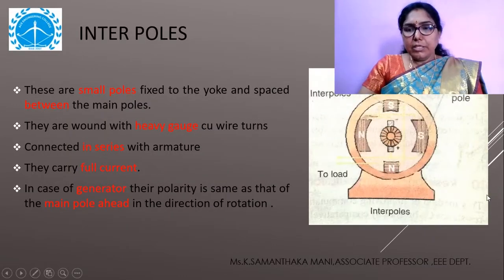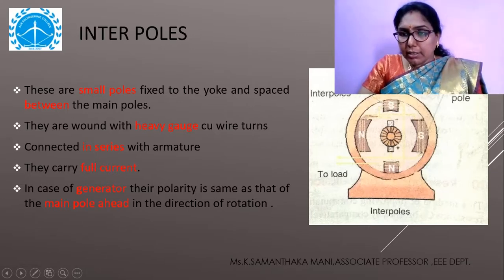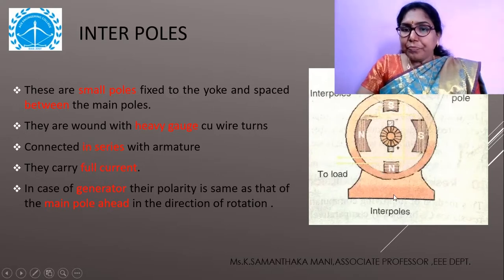See here, first before going to the concept explanation, I'll explain what this diagram is, and what the location of the interpoles is. For simplicity I am considering only a two-pole machine, main poles. This is a north main pole, this is a south main pole, and if you observe, in between there are again two poles of small size, that you can very clearly observe.